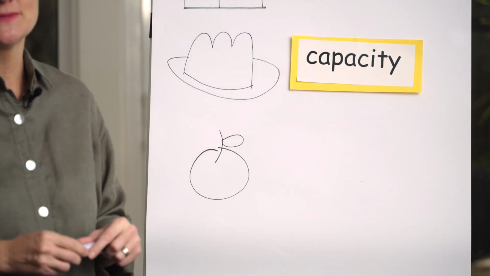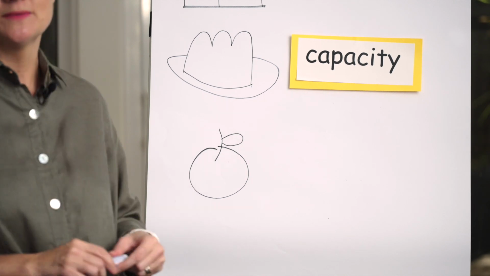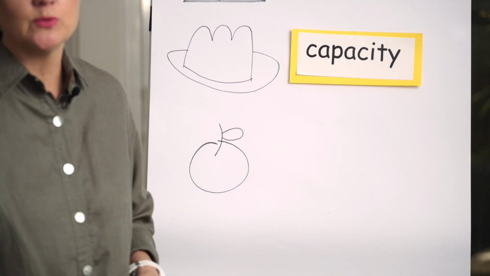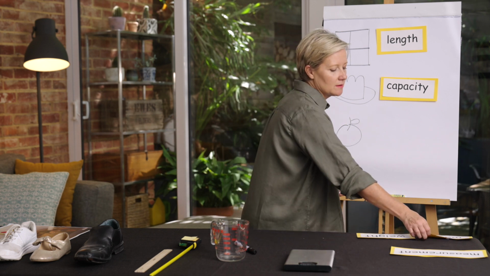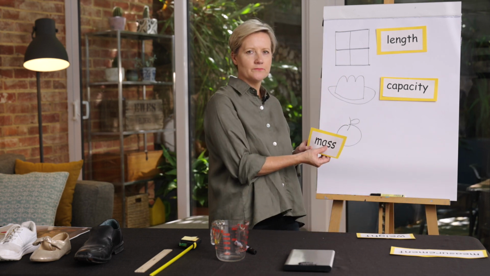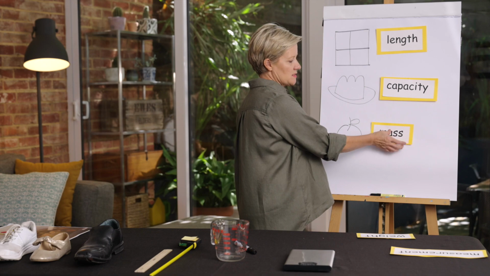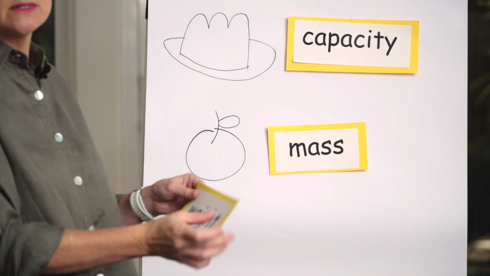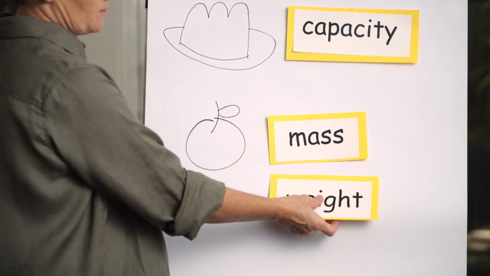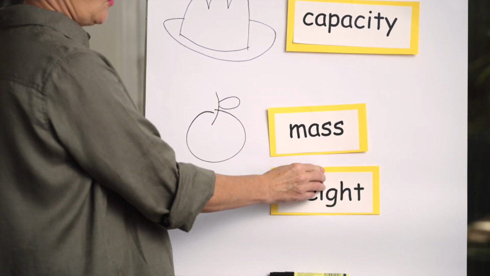What did you draw? I've drawn an apple because I had to weigh how many apples I needed for my apple pie. When we're measuring how heavy something is, we call that mass. Have you heard of the word mass before? Sometimes we call this weight as well. You might have heard of the word weight.